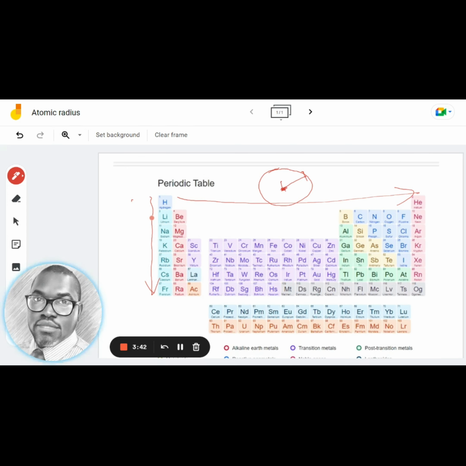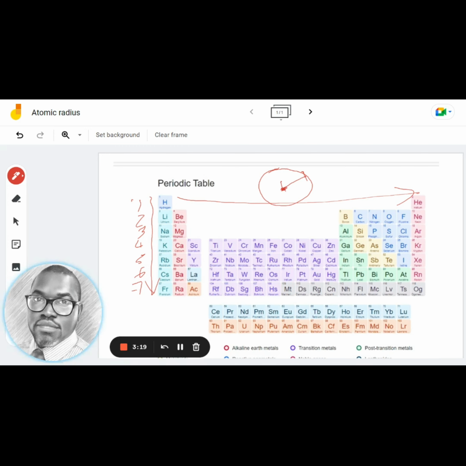And the reason for that is as you go down the group, you're adding an energy level to each of the subsequent species. And so therefore, you're adding the distance, or you're increasing the distance from the nucleus. So you're adding a shell, right, which increases the distance from the nucleus. That's just part of the answer.